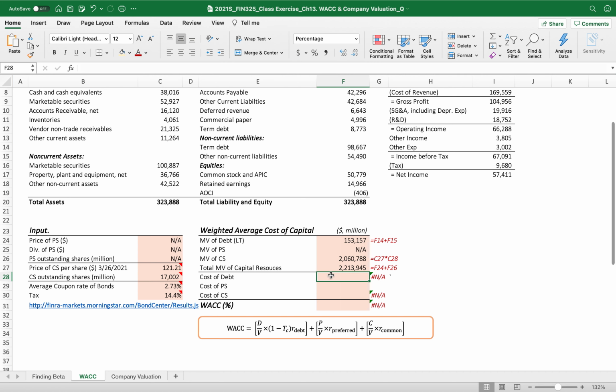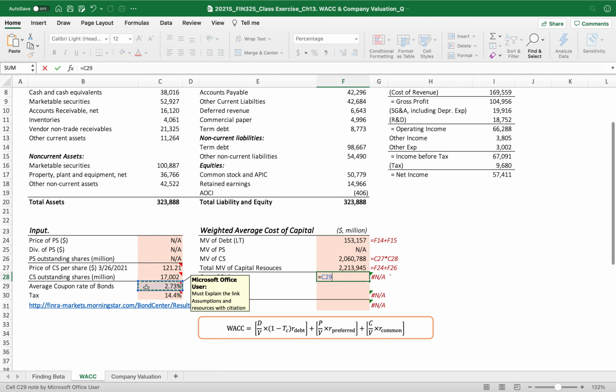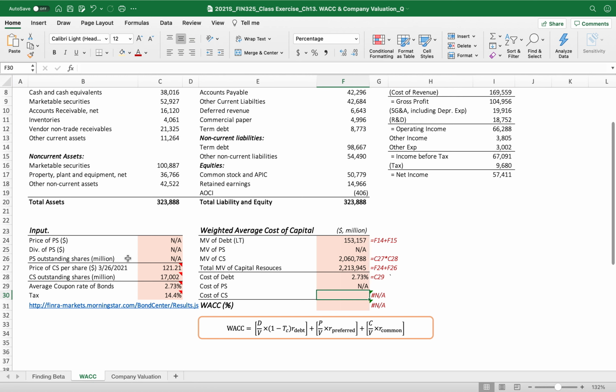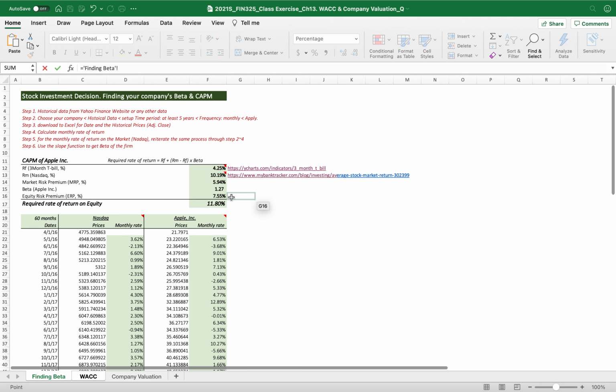Okay, and then the cost of debt. You can just take this. Then preferred stock, we don't have any preferred stock here. And then the cost of common stock. Where is the cost of common stock? No, we got it. We have calculated it here, the required rate of return on equity based on the CAPM model.